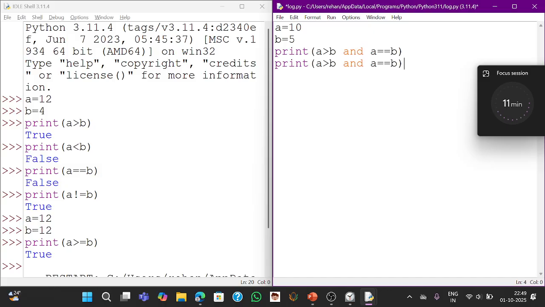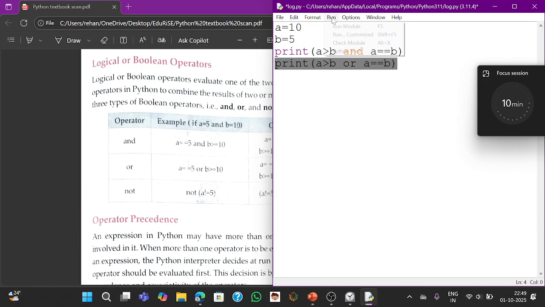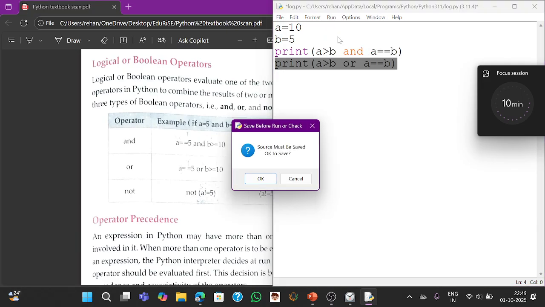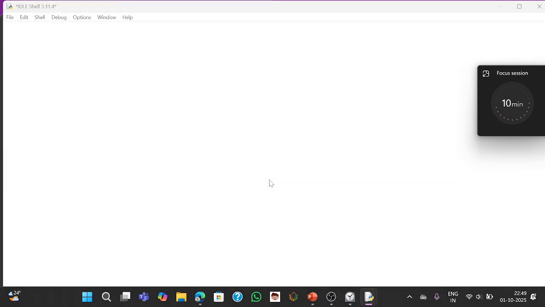For the next logical operation, that is OR. Now tell me, what is English OR alphabet? English OR letter. OR means what? Either this or this. Means either this should be true or this should be true. Now in our case, one statement is true, the other statement is false. Now can you guess the output for this statement? No. So let's run the program and check what we're going to get.